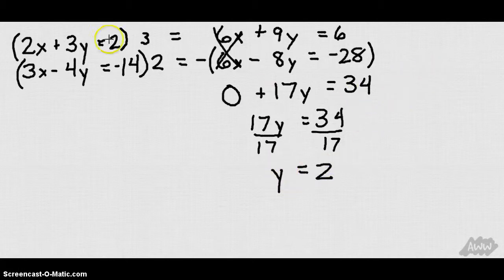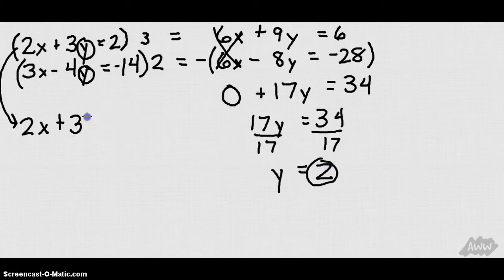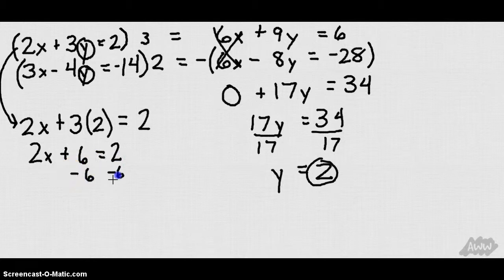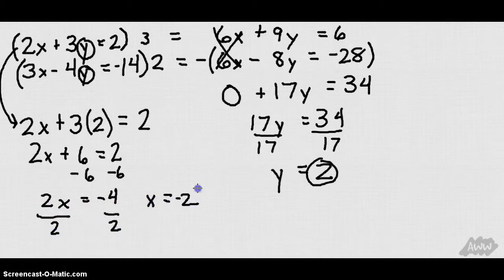Now that I know y equals 2, I can put it in for either of these y's up here. I'll just go with the top equation. 2x plus 3 times 2, because that's my y, equals 2. And now we're going to solve for what x is. So 2x plus 6 equals 2. Subtract 6. 2x equals negative 4. Divide by 2. We get x equals negative 2. I have an x value. I have a y value. So I know my solution is (negative 2, 2).